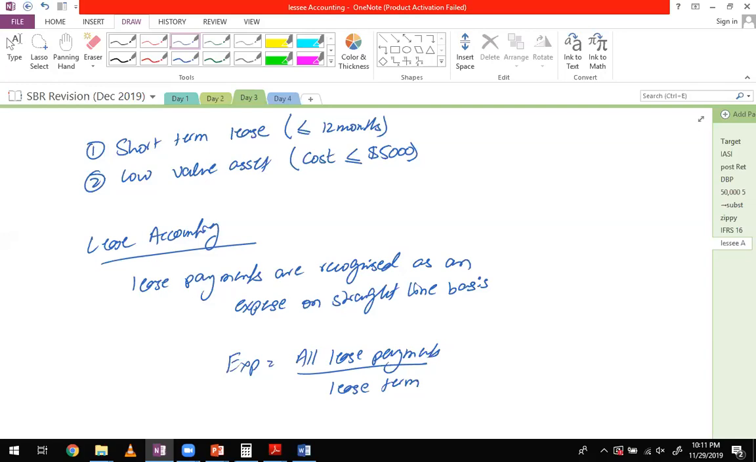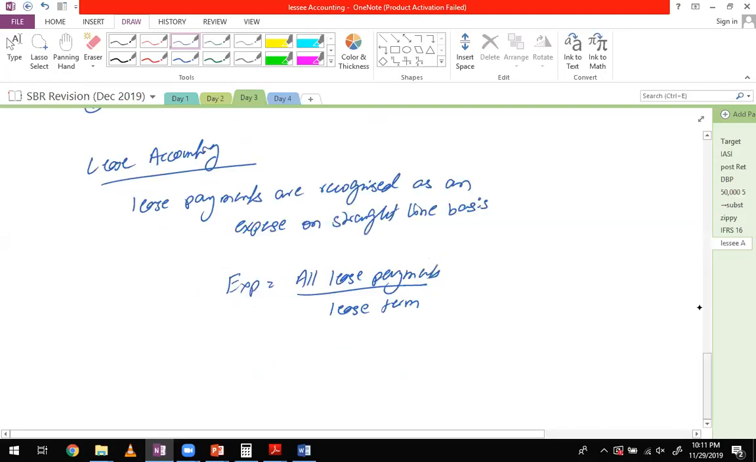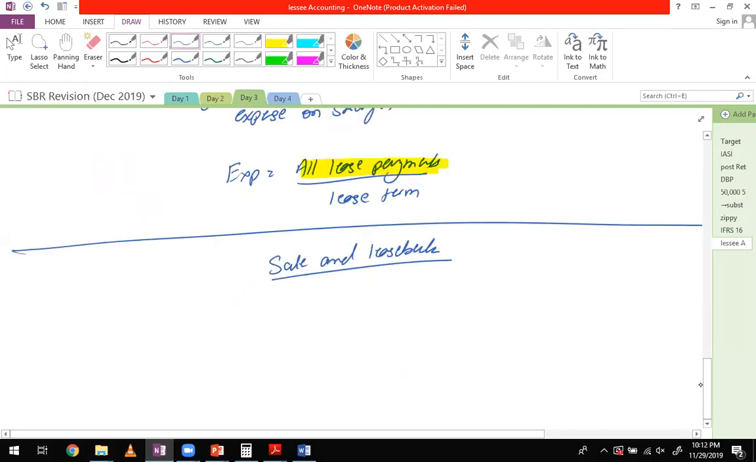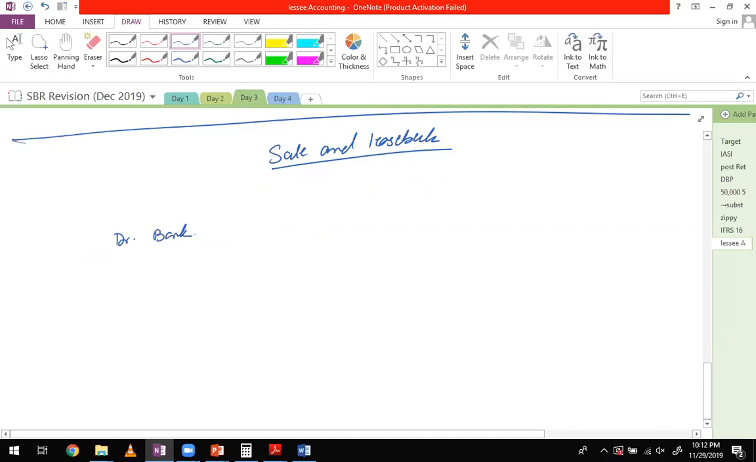Okay, so now the next area that we are discussing is the sale and the leaseback. That's comparatively an easy one. In case of sale and leaseback, the accounting is pretty simple. First, we recognize the entry for the sale, which is the bank debit and the asset credit, with the balancing figure taken to the P&L. This is a normal entry that we recognize in case of the sale.